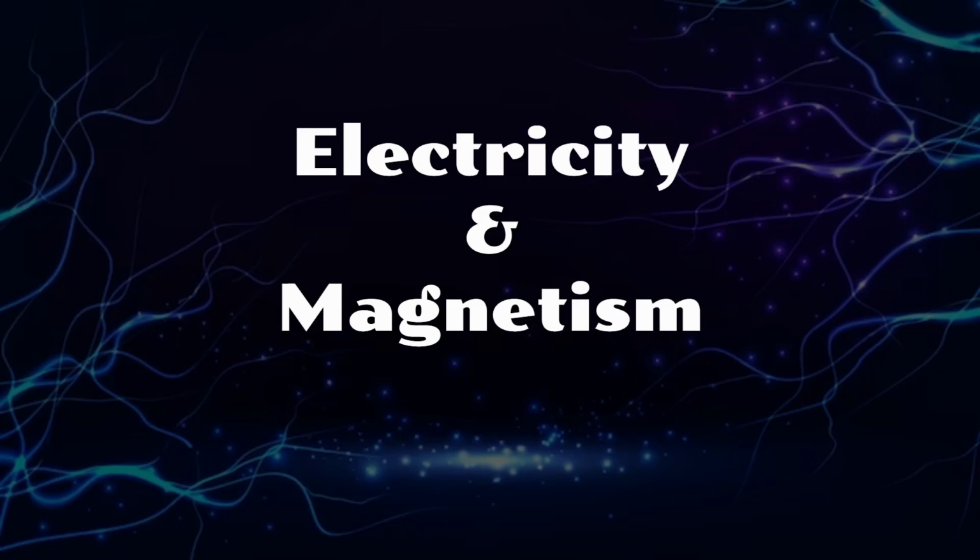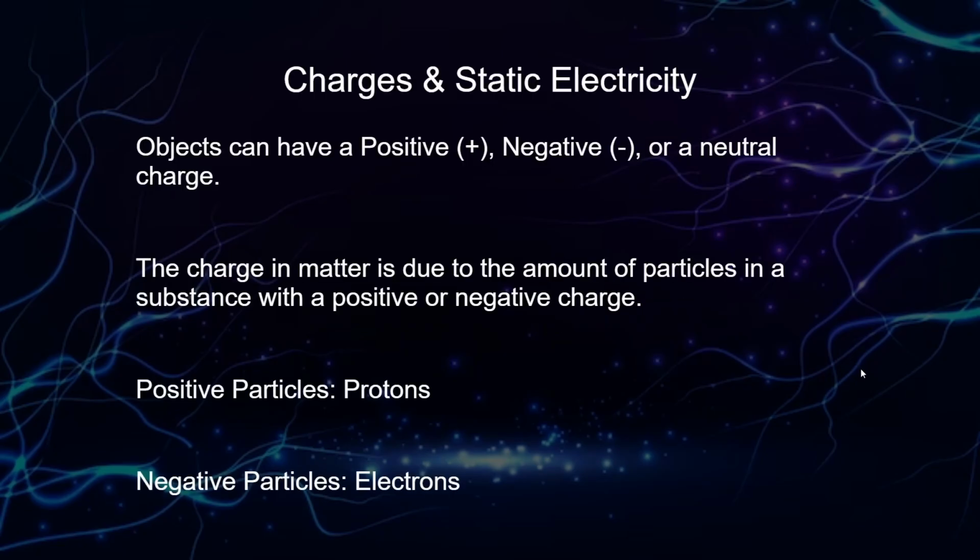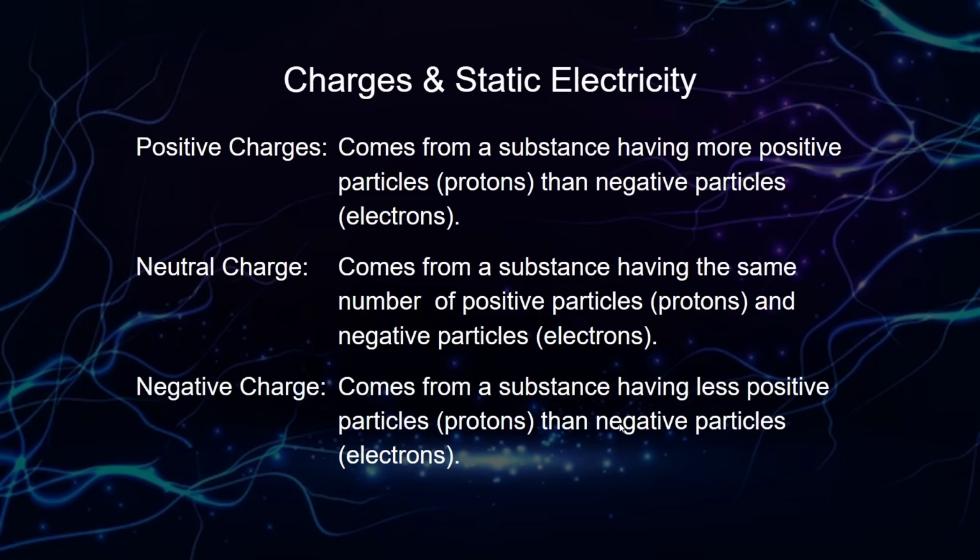Okay, today we're going to be talking about electricity and magnetism. Objects can have a positive, negative, or neutral charge. This has to do with the amount of particles within the substance that have different charges. So different particles can have different charges. The two main ones are protons that'll have positive charges and electrons that'll have negative charges.